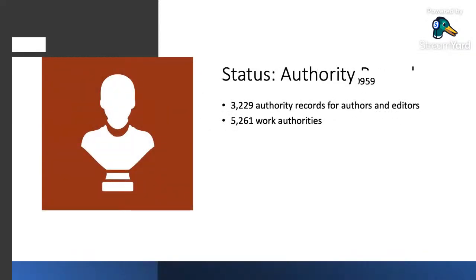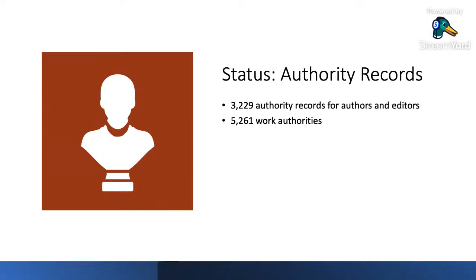The status of our authority records so far is that we have 3,229 authority records for authors and editors. It's important for me to mention that we also include editors because they're an important reference point also when you're searching for editions. You might want a particular edition, or you might want to know which works certain editors are associated with. And we also have 5,261 work authorities so far.